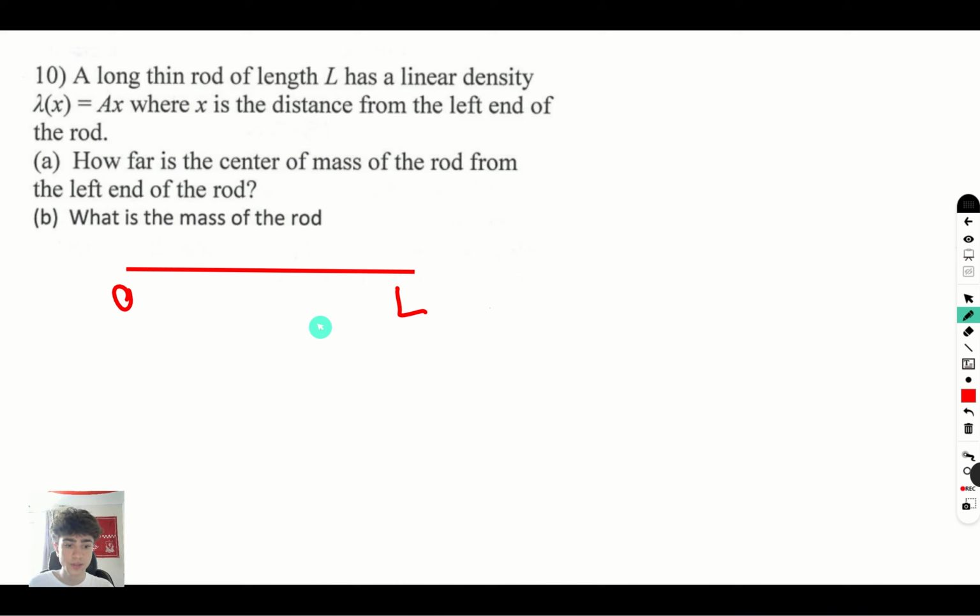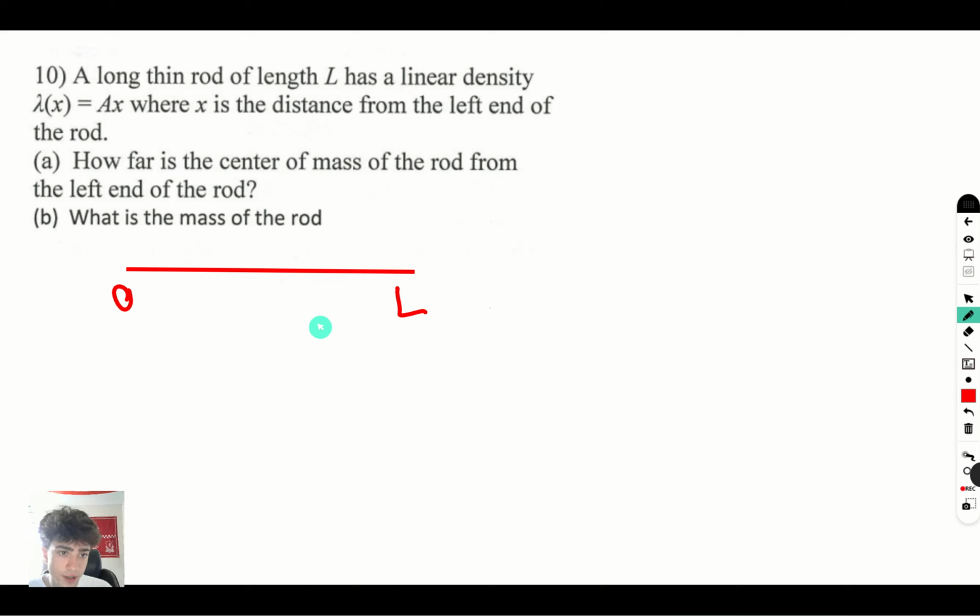Now, from solving this problem, I came to realize that it makes more sense to solve part B first because it makes solving part A much more efficient, as if we have the mass, finding the center of mass becomes much less of a hassle. So let's start with part B.